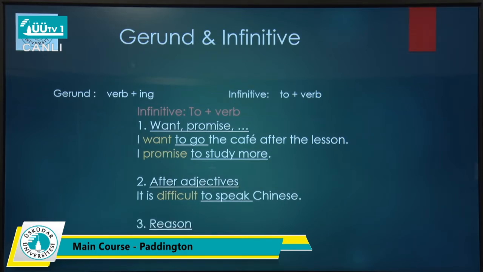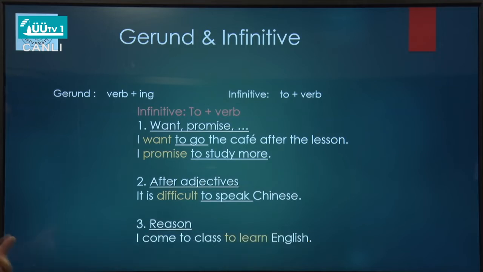And the third one, sometimes you want to talk about the reason for something. Then, talking about the reason should make the verb appear in infinitive form. Why do you come to class? I come to class to learn English. As you can see, the reason for coming to class is learning. So I used infinitive form to make it more emphatic and talk about the reason.